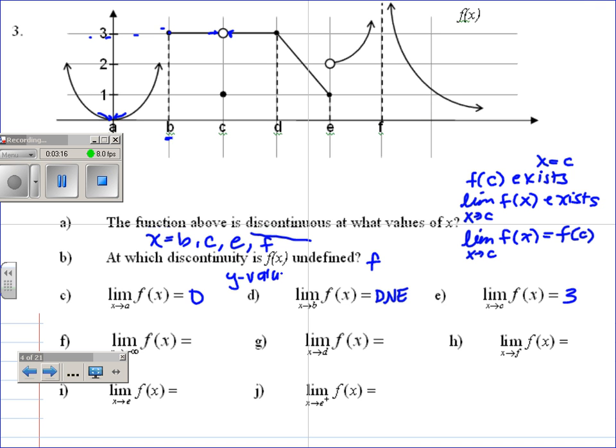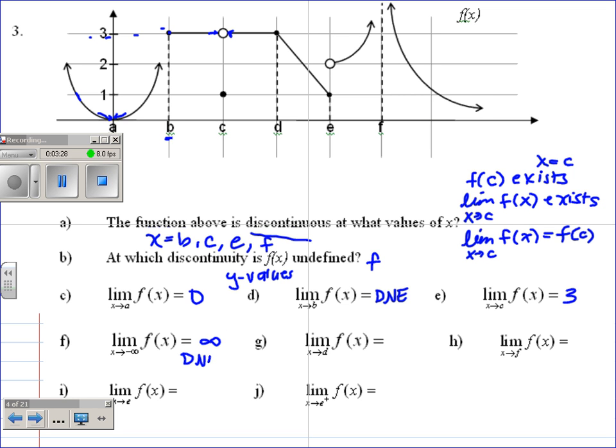Y values. Don't forget that. As I go to infinity, as I follow this function from negative infinity all the way over here, where are my y values going? They're going up to positive infinity. You can also say the limit does not exist here. As x goes to d, from the left and from the right, I'm approaching this circle, which is at 3. F, as I go from the left and from the right, I'm going up towards positive infinity, or you could say the limit does not exist.